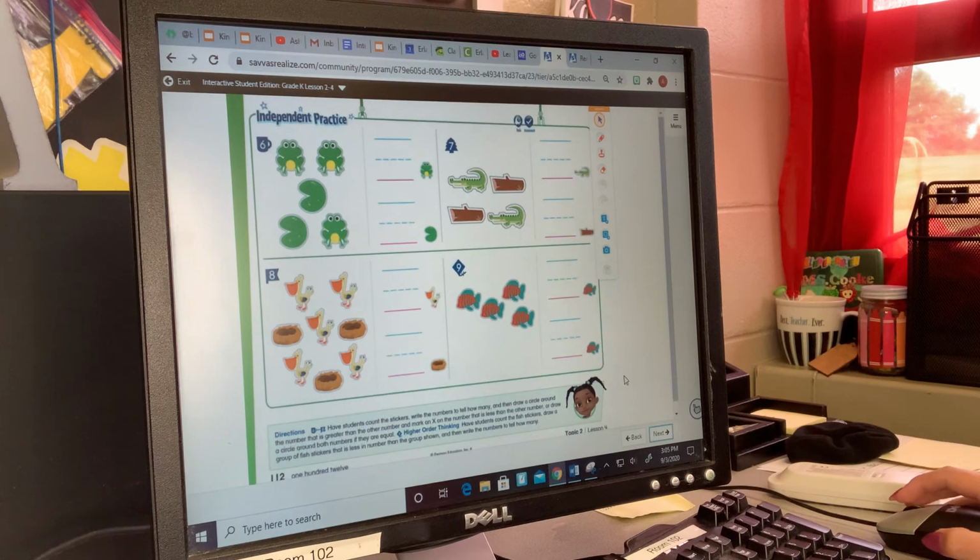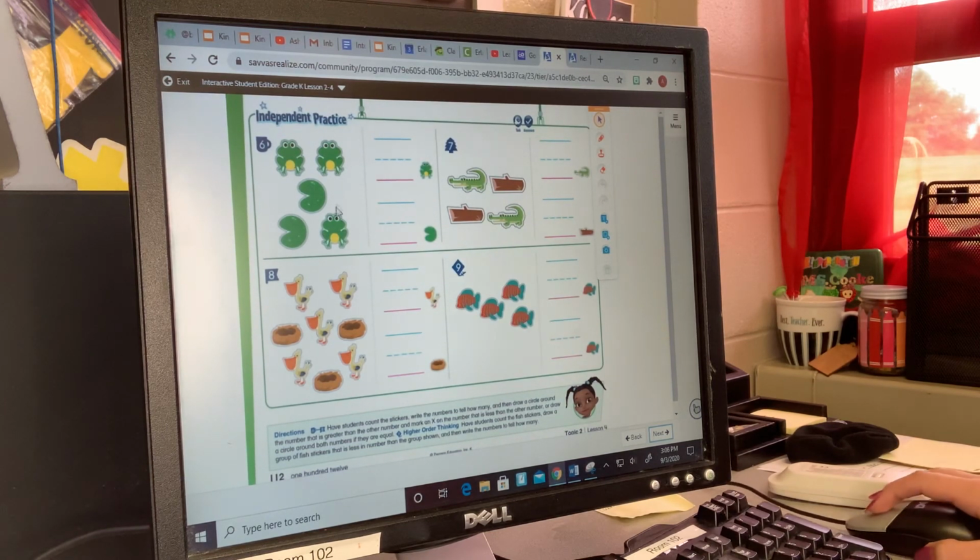So for your assignment, you are going to do the same thing. You are going to count how many frogs you have and write how many here, how many lily pads you have and write how many here. You're going to compare them by matching to see which one you have greater than or less than the other. Now remember, if it's greater, you're going to circle that number, and if it's less than, you're going to put a big X on it.